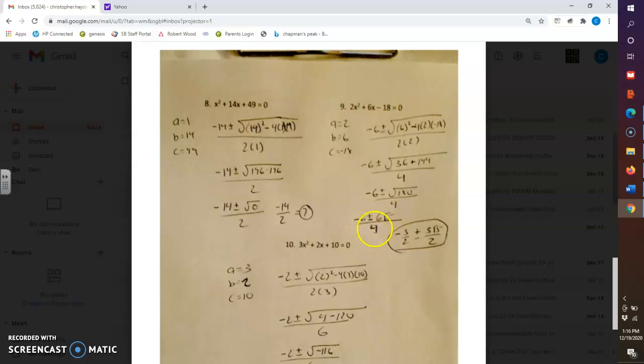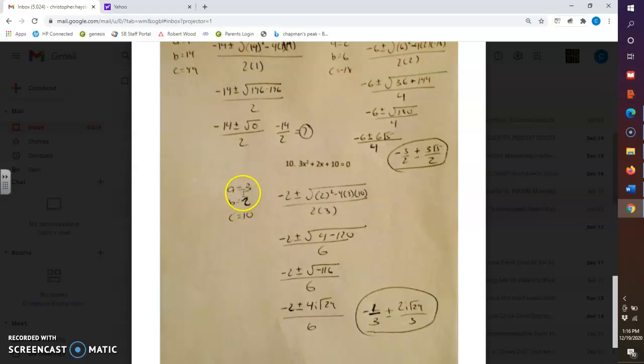So now negative 6 over 4 is negative 3 halves. 6 over 4 is 3 halves, and it's 3 root 5 over 2. So there's our answer, negative 3 halves plus or minus 3 root 5 over 2. And our last problem, A is 3, B is 2, C is 10. With negative 2 plus or minus the square root of 2 squared minus 4 times 3 times 10.